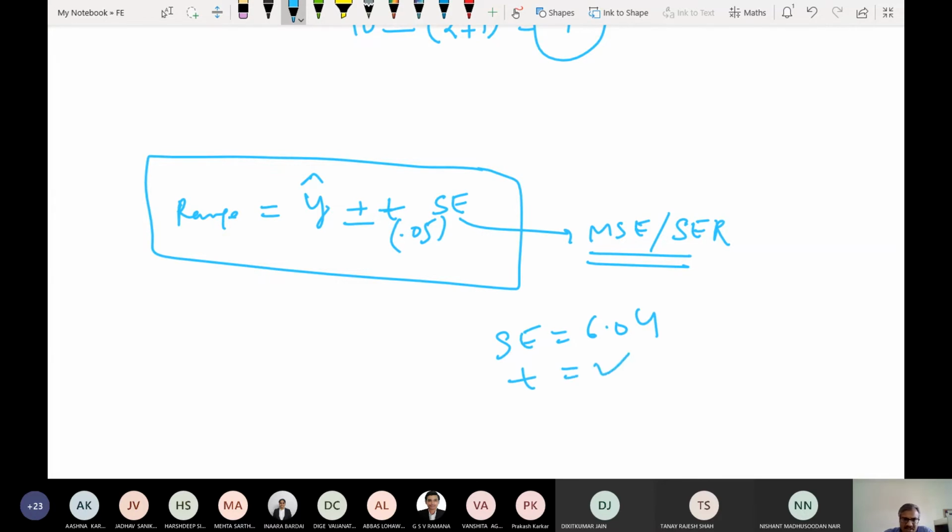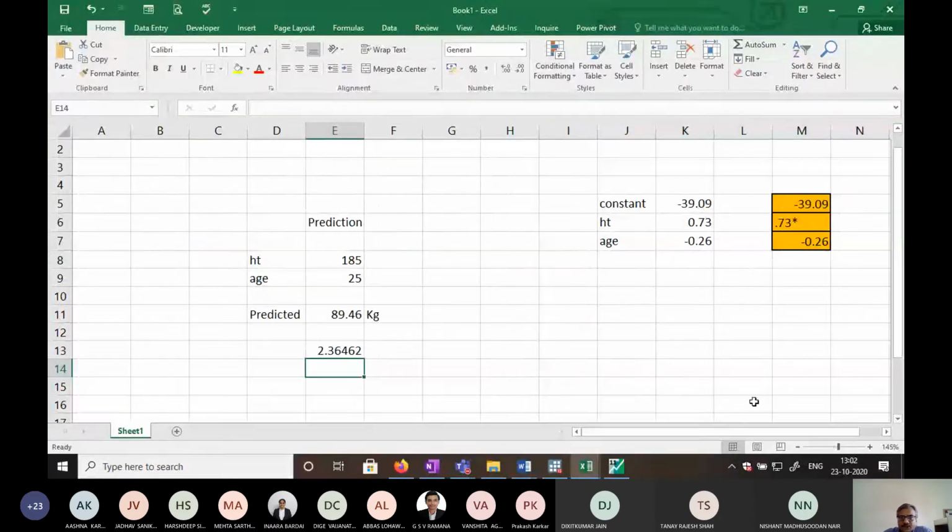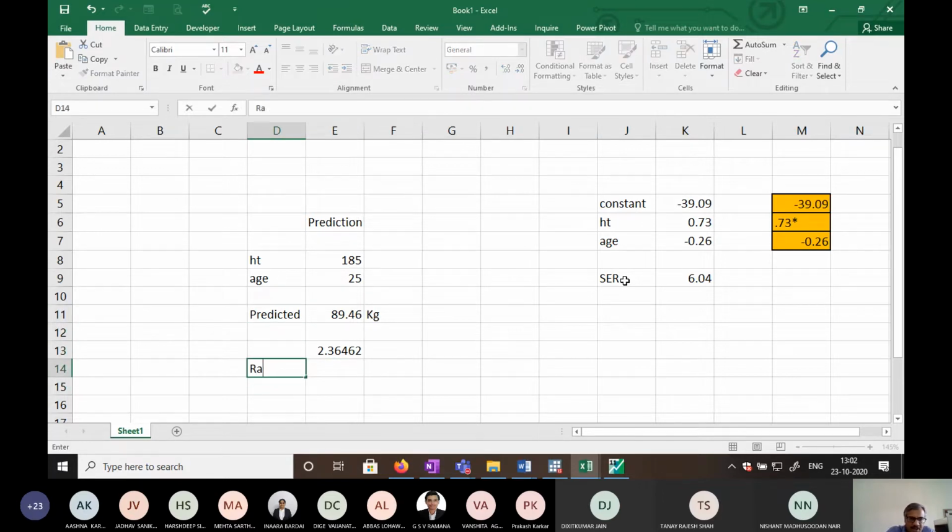I'll again take you to the Excel. I can write down that SE of regression is equal to 6.04, and this is the value of T. If I give you the range, I can calculate the range. This is the mean value which we have calculated. I'll go for plus first.